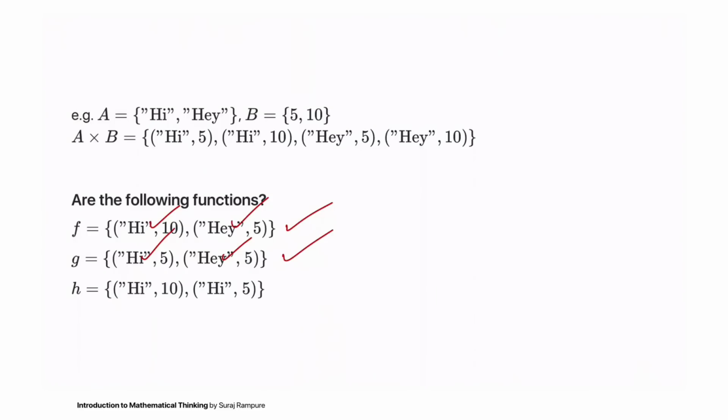Now let's look at H. Does it have exactly one output for the input hi? No, it has 2 of them. Additionally, it has no outputs for the input of hey. So there's 2 reasons why H is not a function.